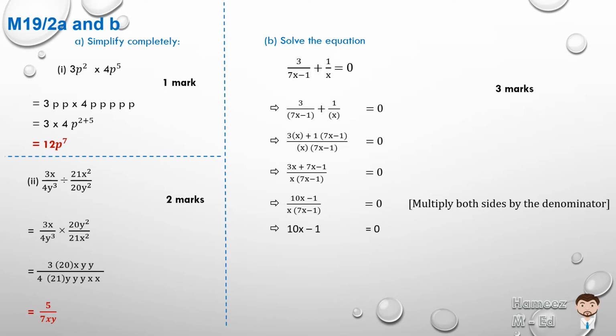As such, if we want to find x, let's carry the 1 across. So 10x is equal to plus 1. And the 10 is dividing when we carry it across. x is equal to 1/10. So when x is equal to 1/10, the original equation 3 over 7x minus 1 plus 1 over x works out to be 0.